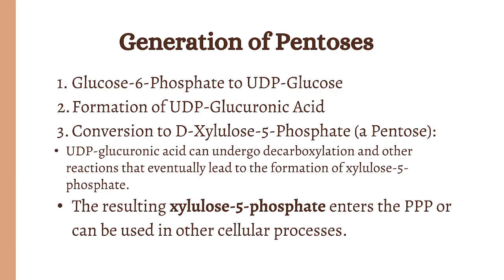Generation of pentoses by the uronic acid pathway is by the two steps we have already discussed of formation of UDP glucose and UDP glucuronic acid, and then glucuronic acid will be converted through several reactions to xylulose 5-phosphate. Xylulose 5-phosphate can either enter the pentose phosphate pathway or it can be used in other cellular processes.